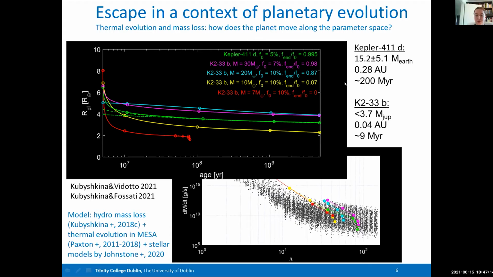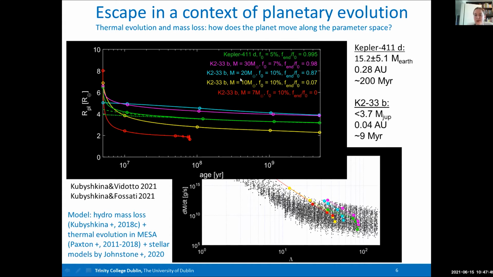The next question is whether the main source stays the same throughout the evolution of the planet. To demonstrate it, I consider here a few evolutionary tracks, so the planetary radii against time for a few model planets, reproducing Kepler-411d in green, which is a relatively heavy planet, relatively far away from its host star, so experiencing nearly no atmospheric mass loss through its lifetime, and is mainly controlled by the thermal evolution of the planet.